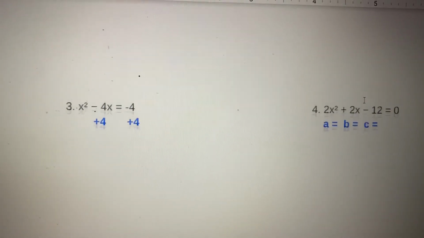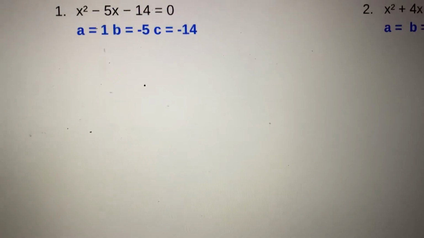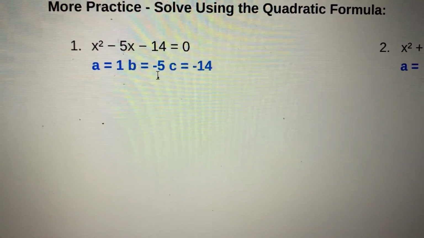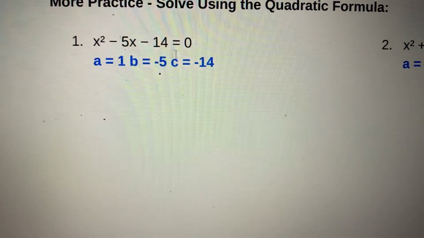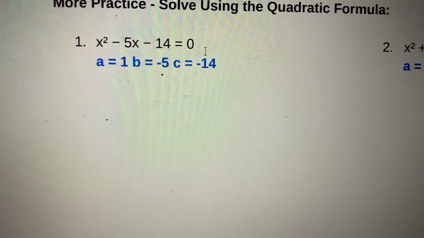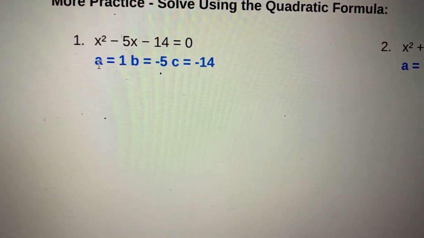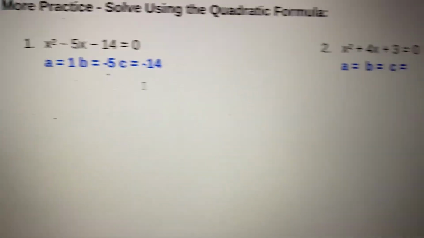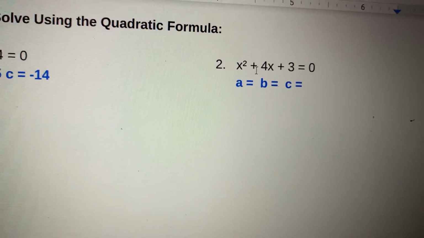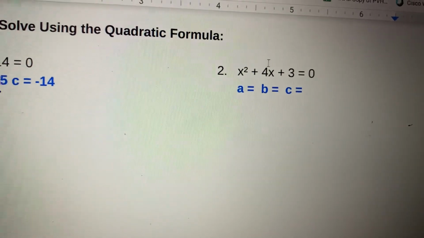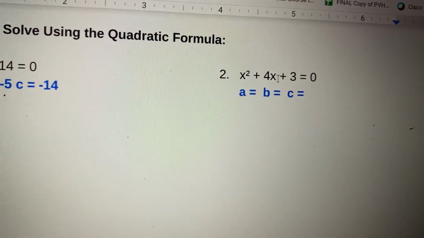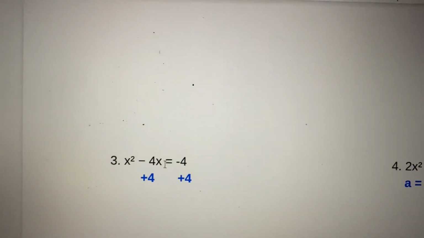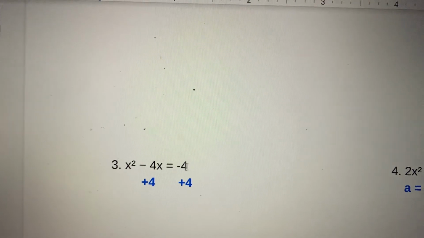And I even got started a little bit for you. So the first thing I did for 1, you don't have to rearrange anything. It's already equal to 0. So I went ahead and labeled the A term, the B term, and the C term for you, okay? For 2, it's already equal to 0. You're gonna go ahead and have to find the A term, the B term, and the C term. 3, notice that it's not equal to 0, so I showed you what you would do.